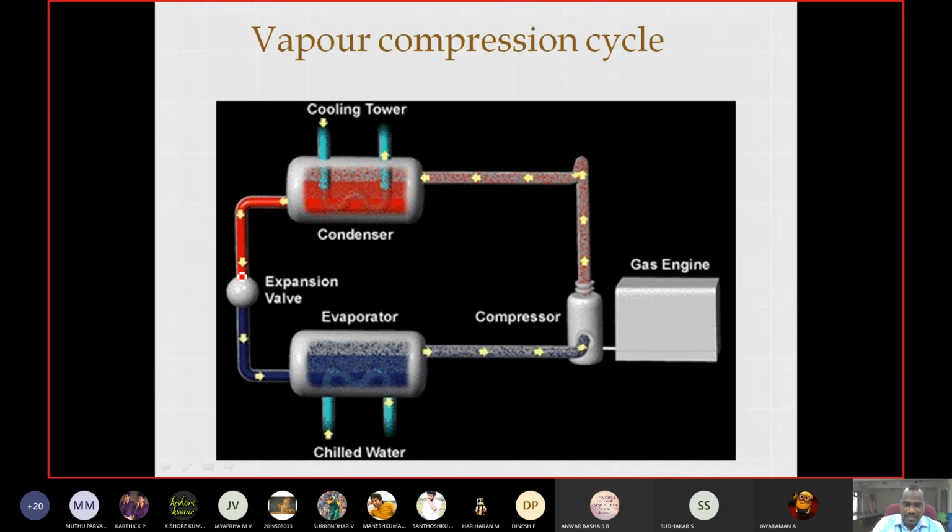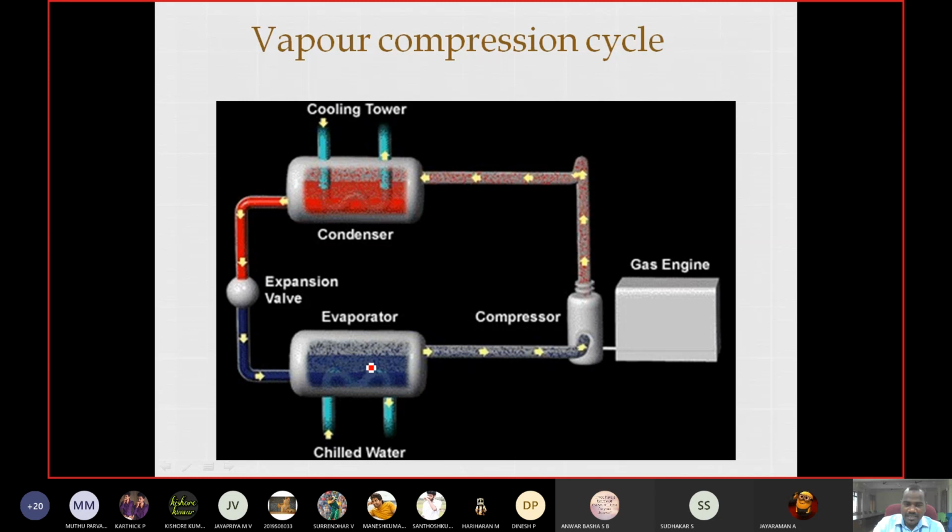Then the high pressure refrigerant will try to expand with the use of the expansion valve, then we can have the low temperature refrigerant. So you know the principle of expansion. This will give you the reduced temperature. Then this will pass through the evaporator.